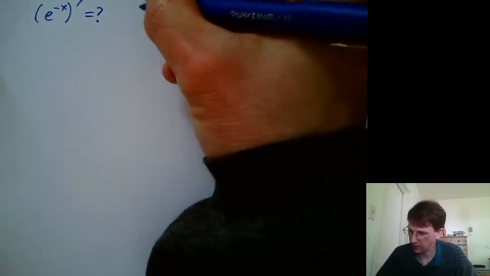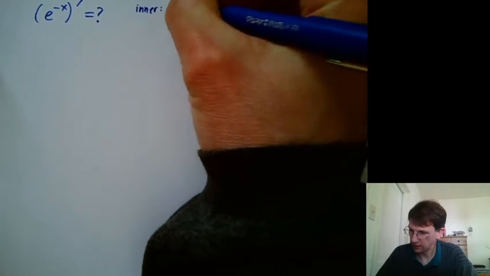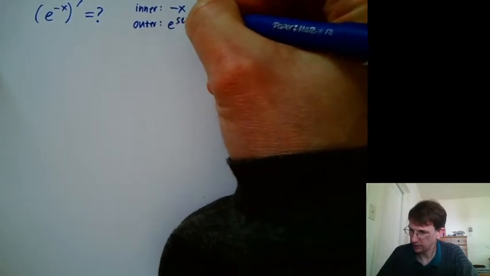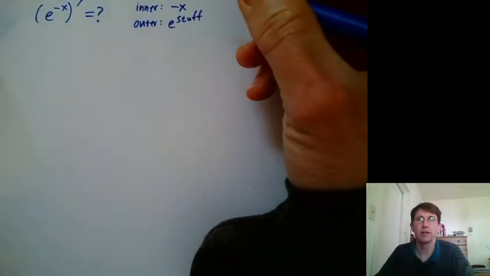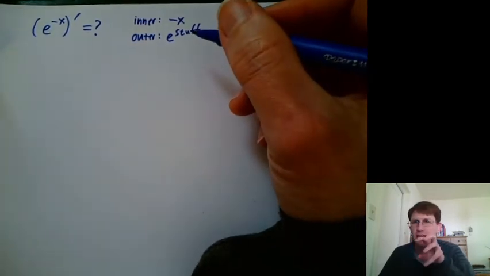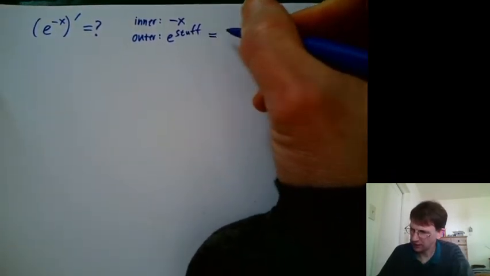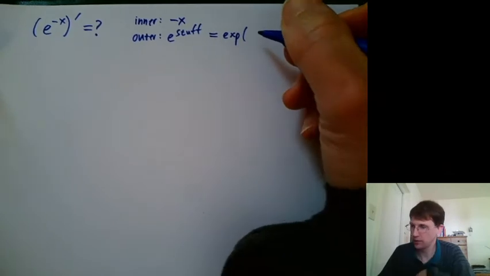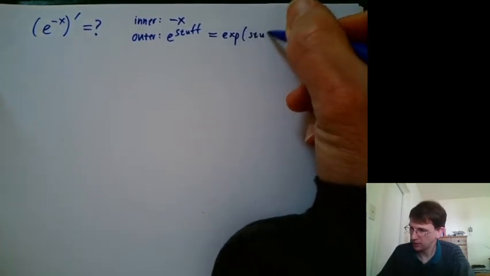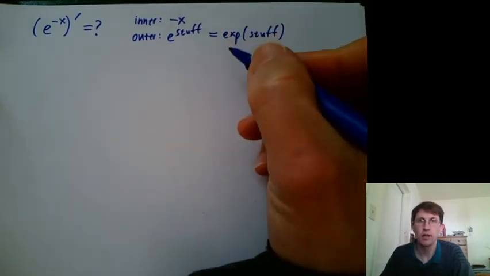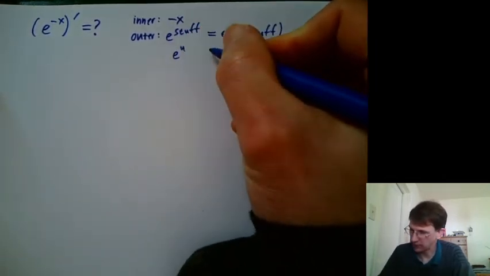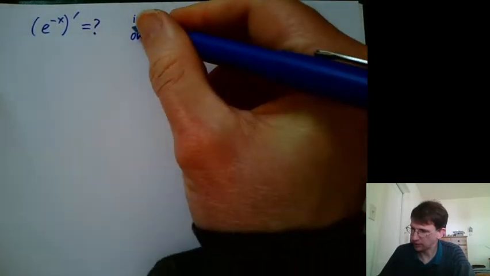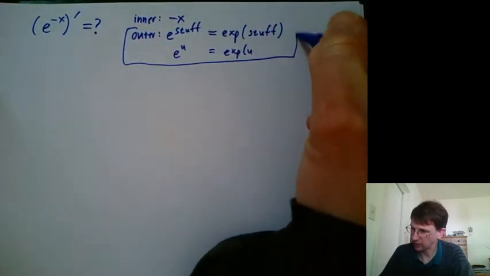All right, so I would say the inner function here is negative x, and the outer function is e to the stuff. And maybe that's not so clear, like how is the stuff inside the e? It isn't exactly. Another way to think of e to the stuff is using the notation exp, just like sine or cosine. Exp of stuff. Again, if you wanted to be more formal, you could say e to the u or exp u. So that's all ways of thinking about defining the outer function here.